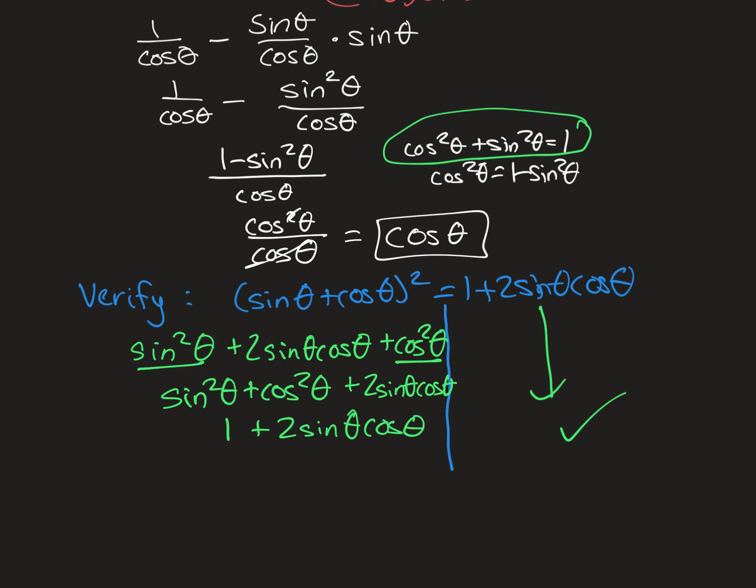Okay, so that was some examples of using some identities to solve problems.